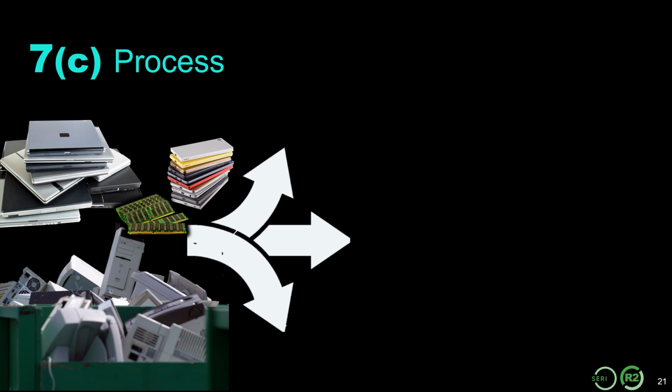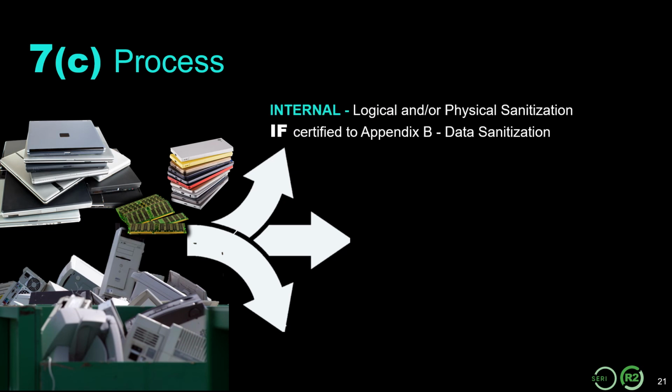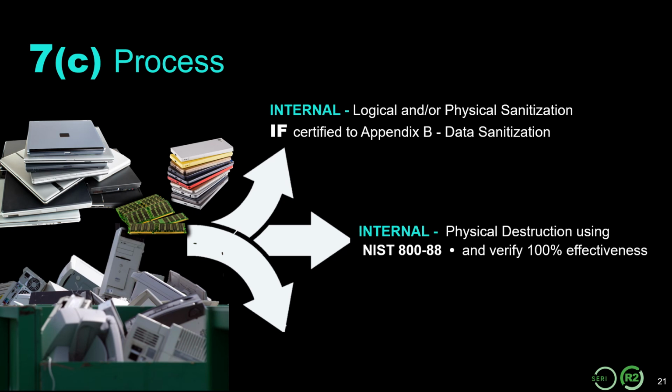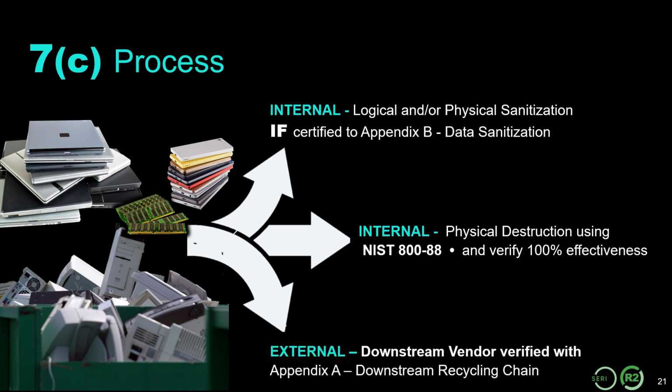If the processing is being conducted internally, it must follow one of two paths: logical and/or physical sanitization for those facilities certified to the additional Appendix B requirements for data sanitization, or physical destruction of the data devices in accordance with the NIST 800-88 guidelines. If physical destruction is chosen as the processing path, the R2 facility must verify 100% effectiveness of the destruction. If the processing is being carried out externally by a downstream vendor, the R2 facility must first have a signed contract for data sanitization services. Additionally, the downstream vendor must be verified in accordance with Appendix A, Downstream Recycling Chain.